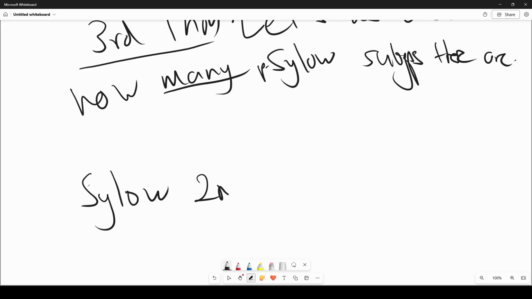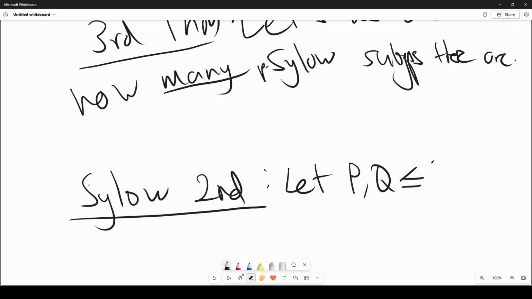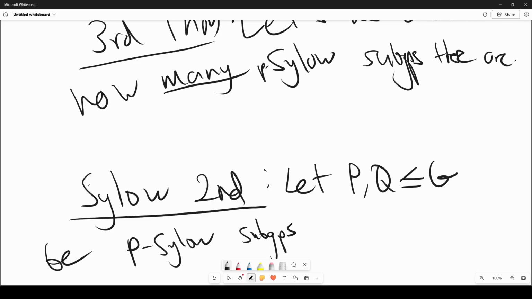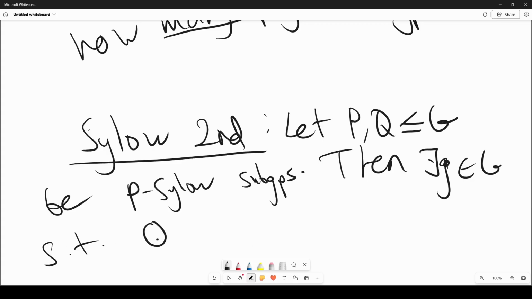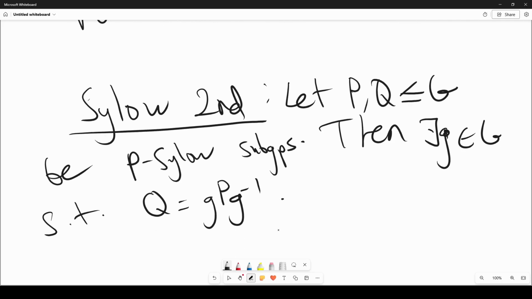Sylow second. So how it's going to start is you're going to let P and Q be two different p-Sylow subgroups in G. Then there exists an element g in G such that Q equals g P g inverse. And so this is what I mean by conjugate.